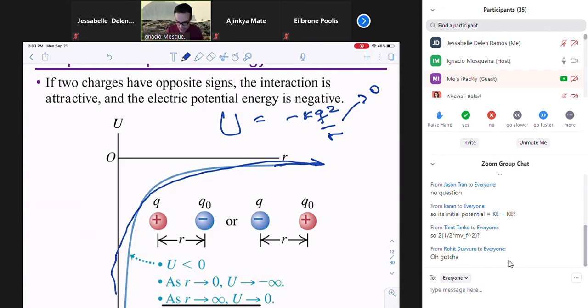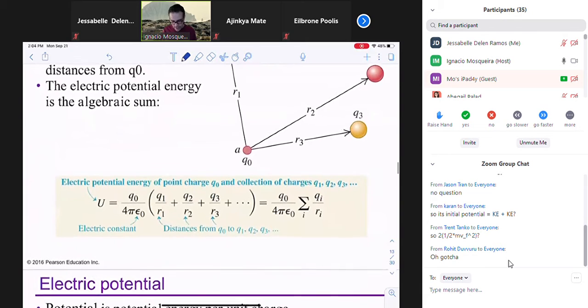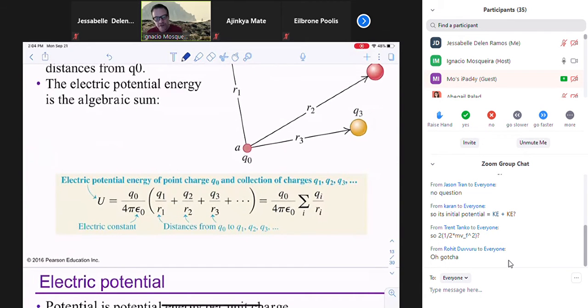Okay, I did go over that, but just please keep it in mind that there is that sign issue. If you put the wrong sign, now all of a sudden the electron is going to slow down. Well, that doesn't make sense.